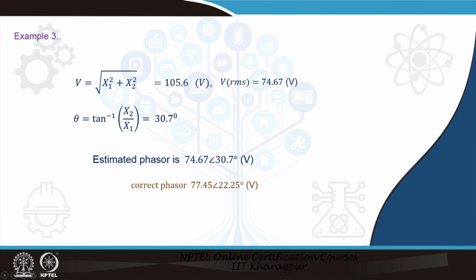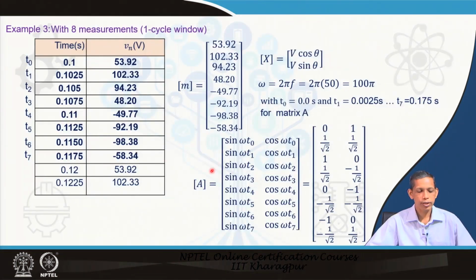Now, the correct Phasor we got earlier was 77.45 with 22, but now the Phasor estimated by this process is different. It means that using only two samples, the least square method is not able to give the correct Phasors as expected. So, what to do? We can have more measurements, which is the flexibility in this least square approach. For simplicity, let us take more than 2, say 3, 4, 5, 6, 7 samples. Let us take one cycle here, like we did for one DFT.